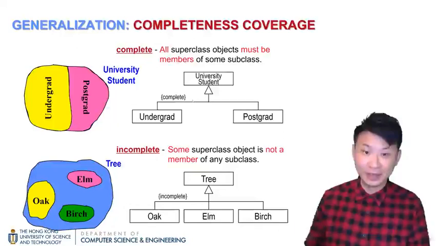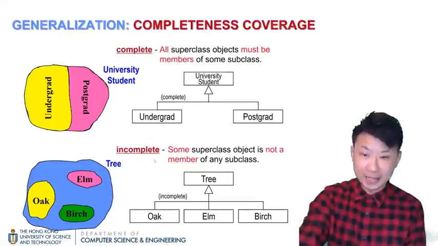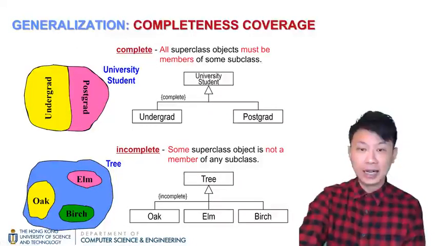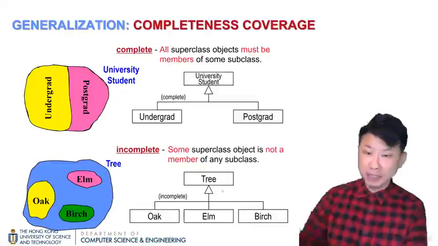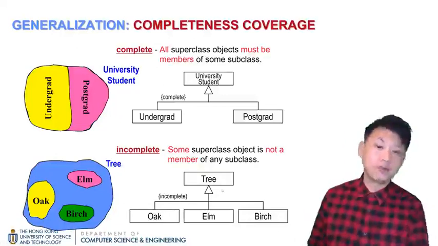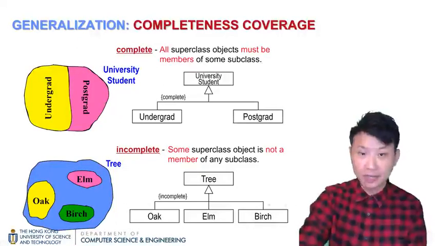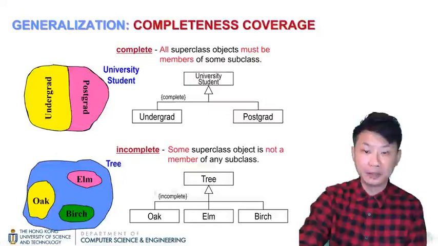That's it. If we make it incomplete, for example, trees can be either this type, that type, or the other type. If we make it incomplete, then that means we may have some trees which are not of these three types. Then we're going to use the coverage constraint incomplete.